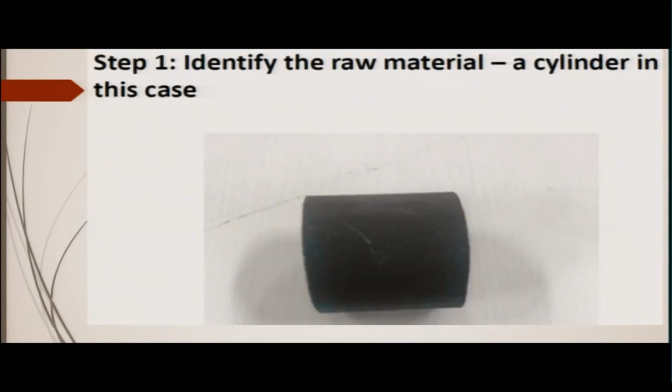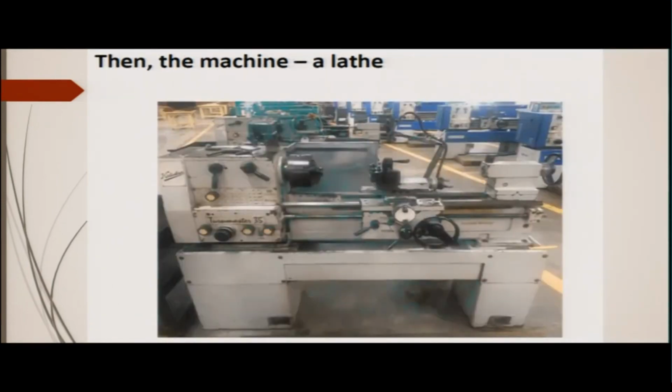The raw material has been identified. This is a cylindrical job, in this case a cylinder. Then the machine: this is the lathe machine on which this will be mounted. I am not going into details because I have already described how this can be mounted on the lathe and the description of the lathe. The same lathe can be used for making that, because what we are doing is turning the outer surface and facing, so that the blank can be made for cutting the gear.